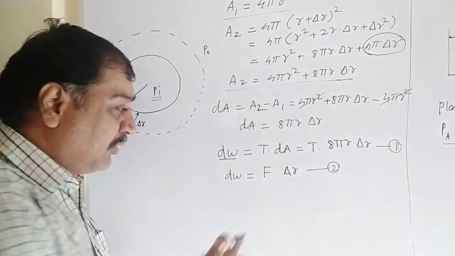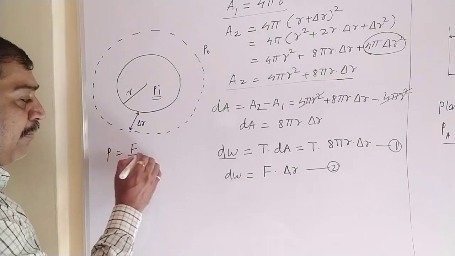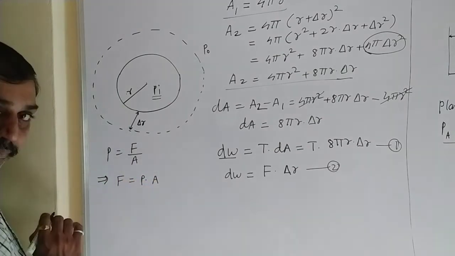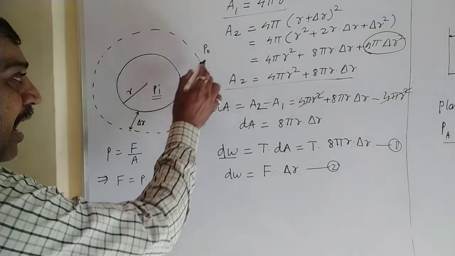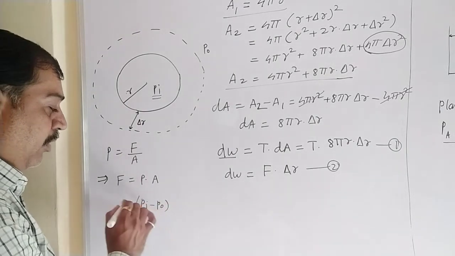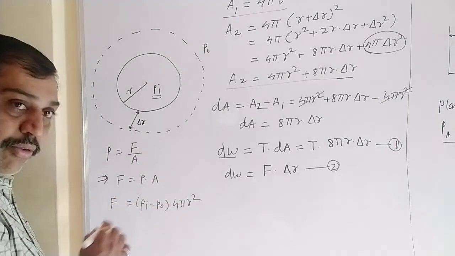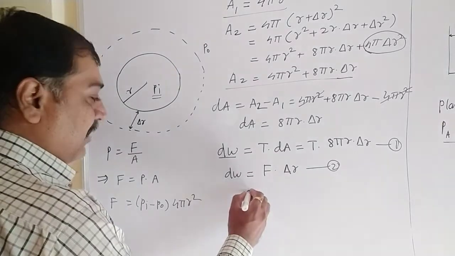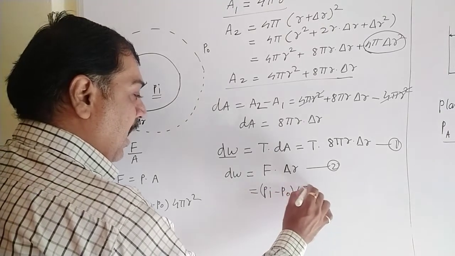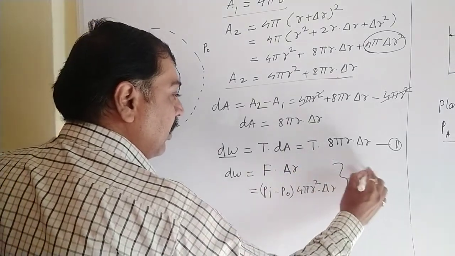Before going further, let's see what this force means. We know pressure equals force divided by area, so force equals pressure into area. What is the change in pressure? Pi minus P0. So we can put here Pi minus P0 into the initial area, 4 pi r square. That is the value of force. We can put this value here, so we can write dW as Pi minus P0 into 4 pi r square into delta r. This together is equation 2.